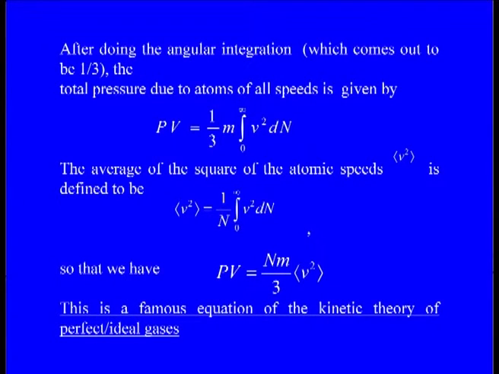So, after doing the angular integration, the total pressure due to atoms of all speeds is given by P equal to 1/3 m integral 0 to infinity v square dn. As I have already told you, I will integrate velocity from 0 to infinity. Although no atoms have speed greater than the velocity of light, I can still write 0 to infinity, because I will not make any mistake in doing the integration, since there are no atoms with velocity greater than the velocity of light.